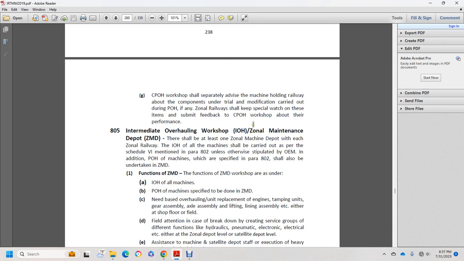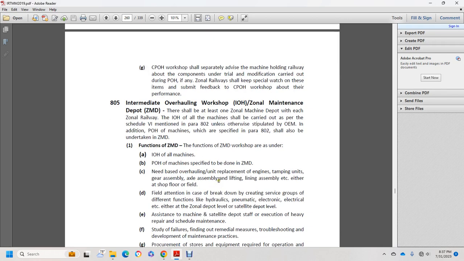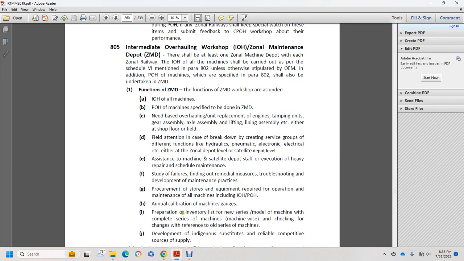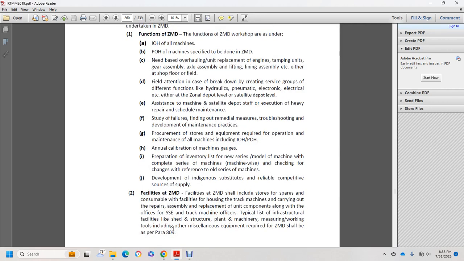The machine satellite depot staff are entrusted with the execution of heavy repairs and scheduled maintenance, the study of failures to find remedial measures, troubleshooting, developing maintenance practices, and procurement and storage of equipment required for the operation and maintenance of all the machines. This includes intermediate overhaul, periodic overhaul, annual calibration of the machine gauges, preparation of the inventory list for new series and models of the machines, the checking of the chain with reference to the old series of machines, and developing indigenous substitutes with a reliable, competitive source of supply, along with the facility of the zone maintenance depot.